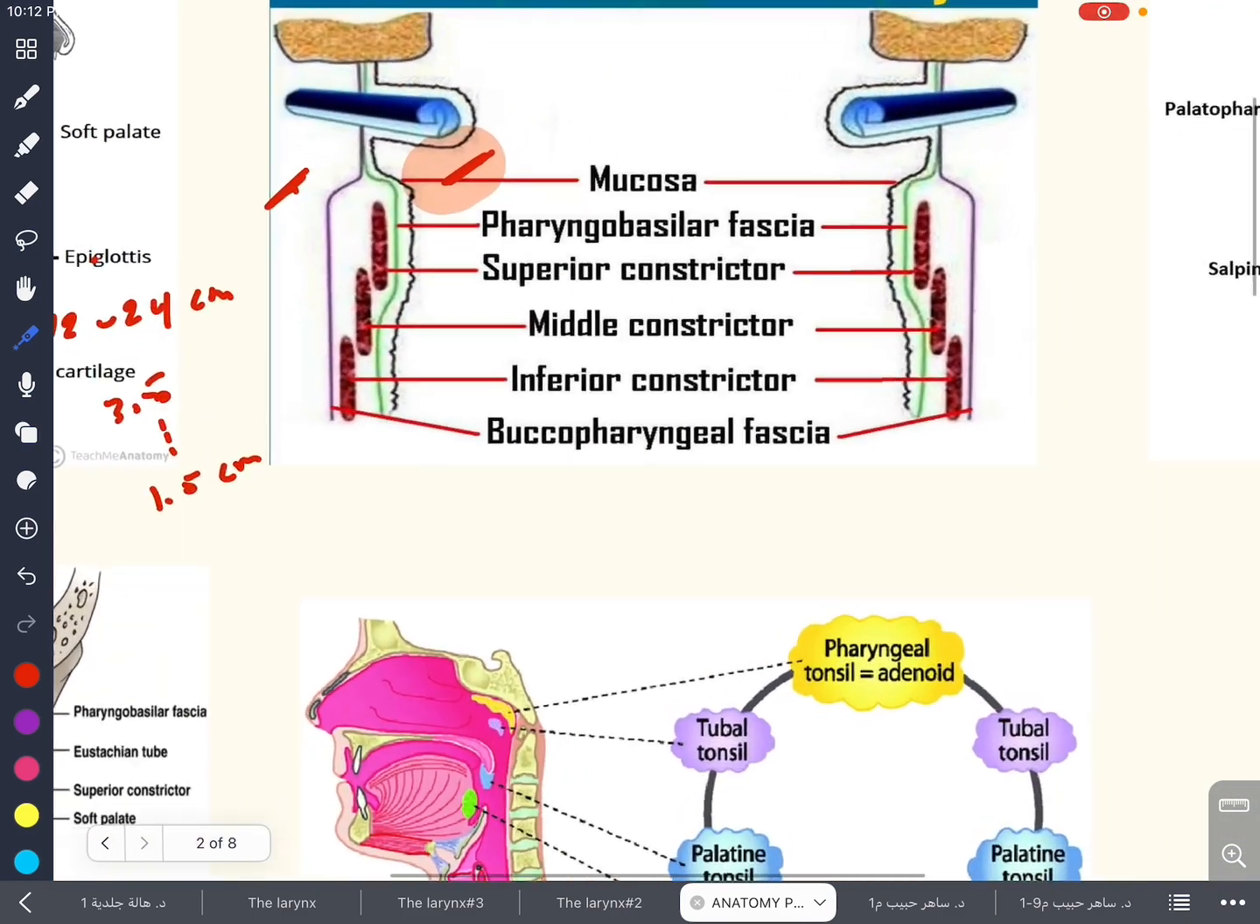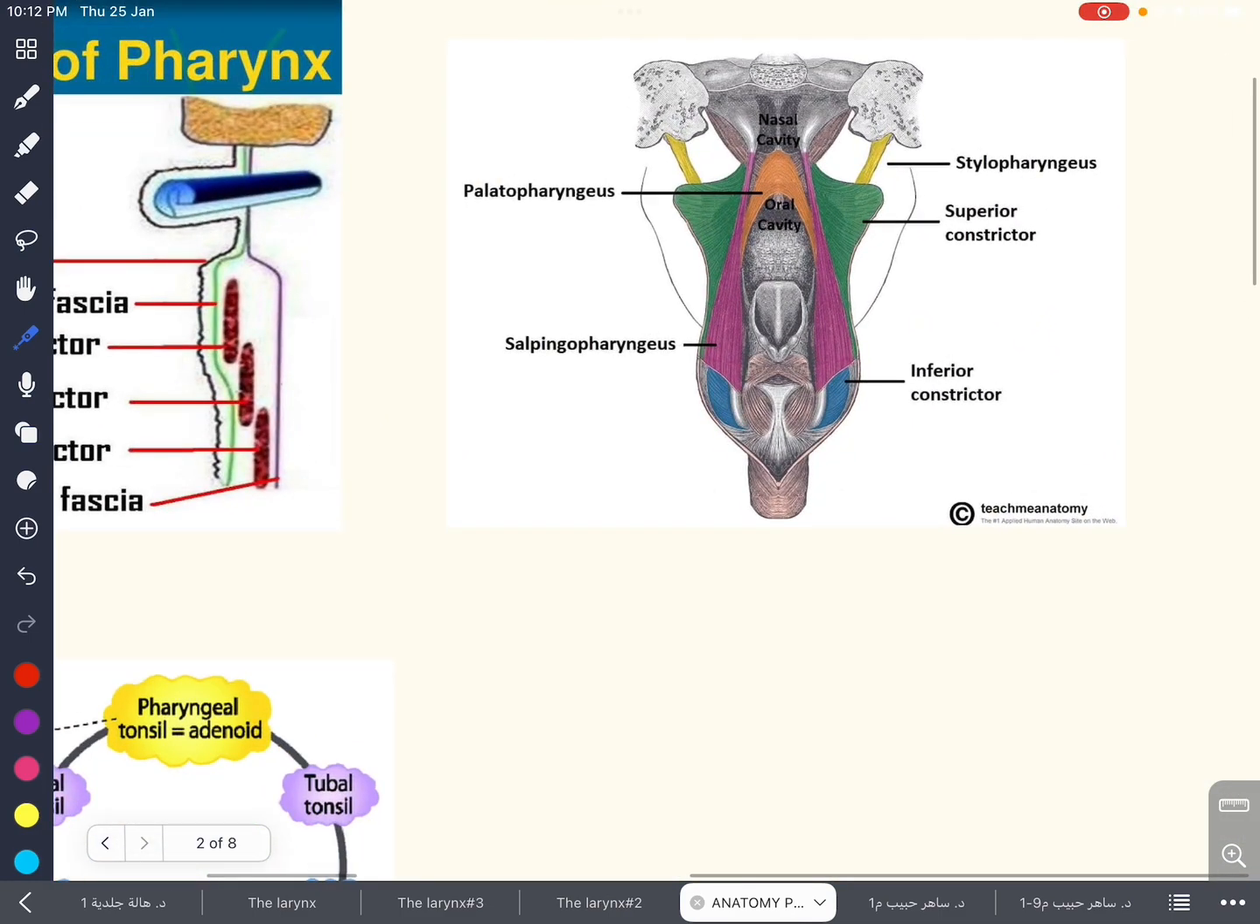And here we are talking about the intrinsic group. This one is stylopharyngeus, from the styloid process to the pharynx, and this one here is the palatopharyngeus. It's from the palate to the pharynx, and here we have salpingopharyngeus.